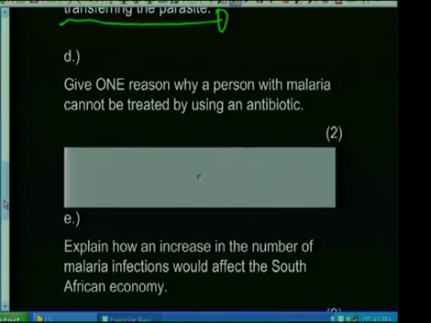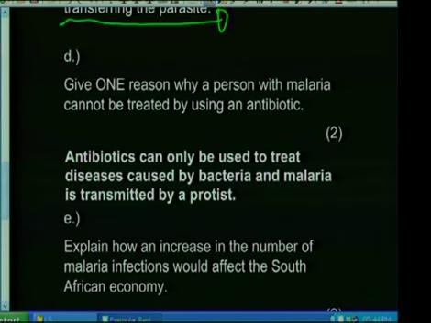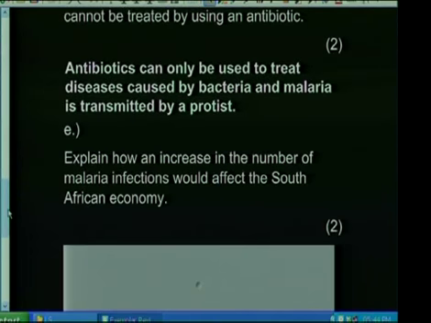Give one reason why a person with malaria cannot be treated with an antibiotic. That is because antibiotics are used for bacteria and not for diseases that are caused by protists or by fungus. Even if you have a fungal infection, you cannot treat it with an antibiotic. You'll have to use an antifungal for that.